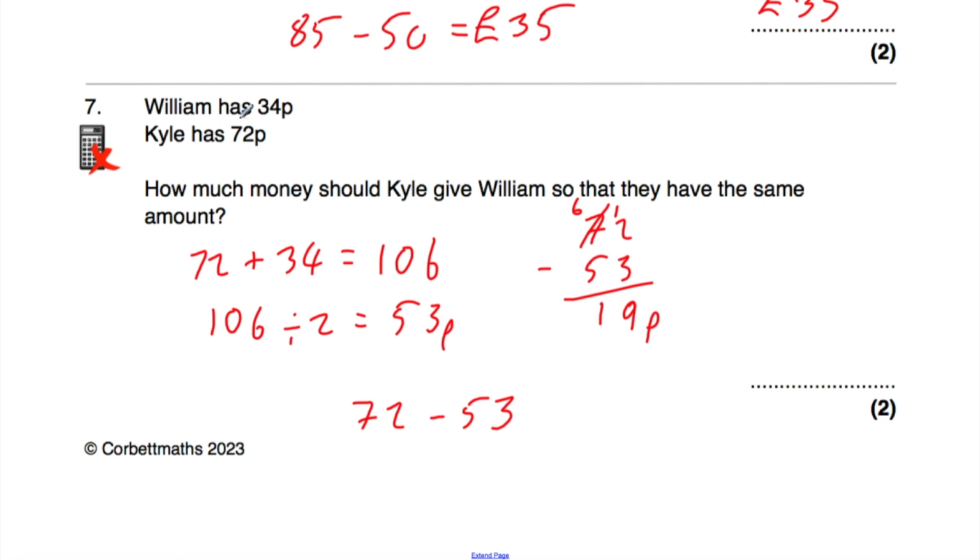And let's just check, if we had 72p and we take away 19p, that would be 53p. And if William had 34p and he added 19p, his amount of money would go up to 53p. So then they would both have the same amount of money. So how much money should Kyle give William so they'd have the same amount of money? The answer would be 19p. That's it. Okay, let's have a look at our next question.